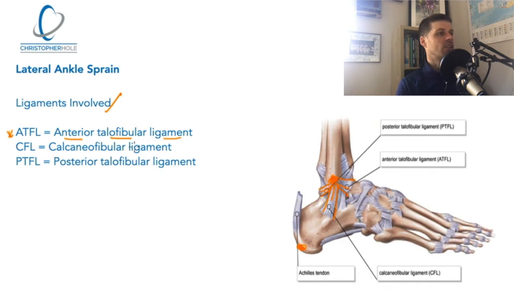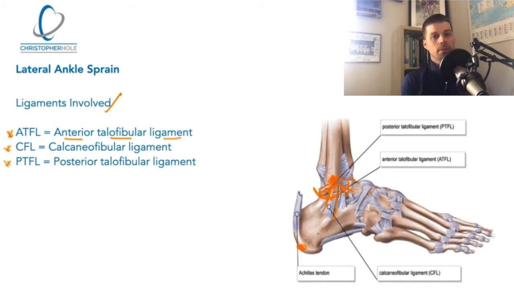So all of these are essentially just about the location. You've got anterior, front, talofibular ligament; calcaneofibular, so calcaneus, heel bone, fibular ligament; and then you've got back, posterior, talofibular ligament, and so on. So these are the three ligaments that are involved, because they're all the ligaments on the outside of the ankle. So when this ankle rolls, these three will become stretched, partially torn, or completely ruptured, depending on the severity of the contact.